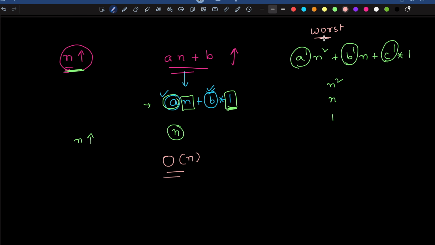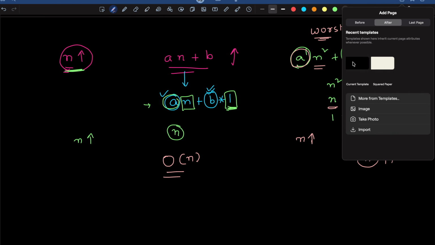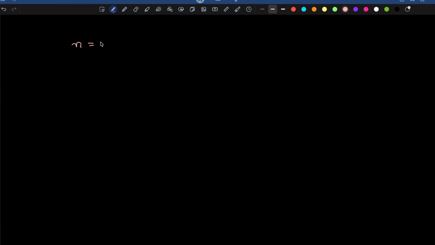Similarly, let's look at the worst case. This is my worst case expression. After ignoring the constants, I have n square, n and 1 left here. As my value of n increases, 1 does not change, since it is a constant, and obviously n also increases. And what about the n square term? This increases much faster than n. So if I increase the value of n, which of these terms increases a lot? The term n square will increase a lot. Let me take a simple example to understand. Suppose my value of n is equal to 10, and what is the value of n square? n square will be 100.